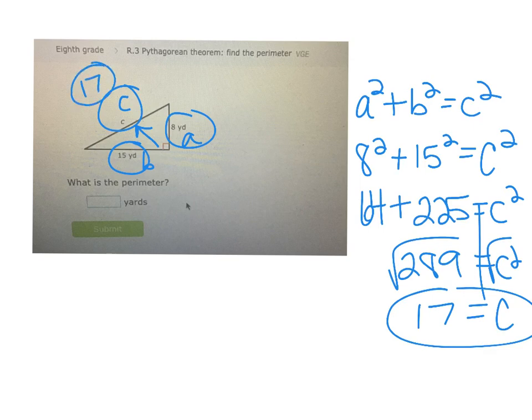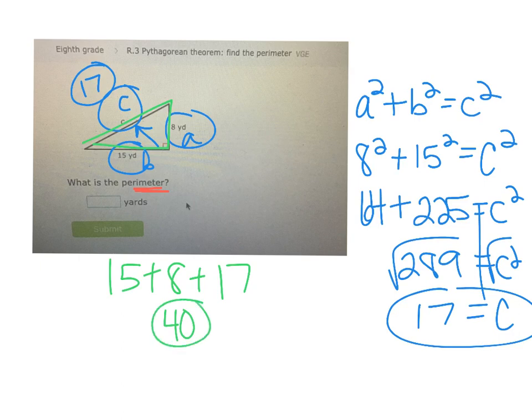Now again, it's asking me for the perimeter, so I need to add all my sides. So I need to add 15 plus 8 plus 17, and I end up with 40. So that's my final answer for my perimeter, 40.